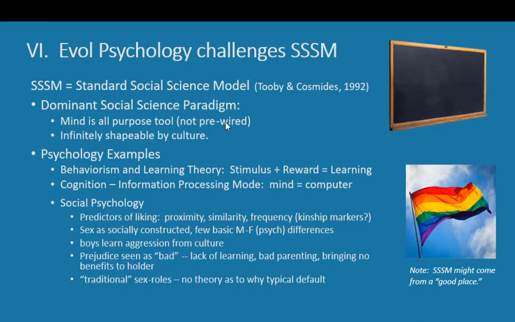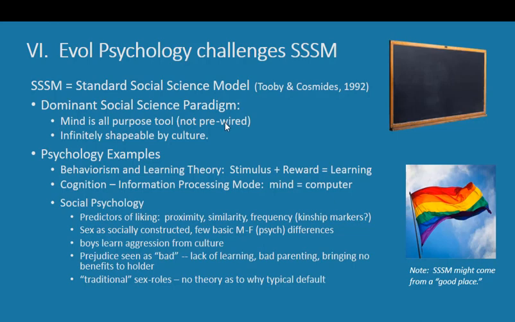Another feature of the dominant social science paradigm is that it tends to see differences in behavior as cultural, and it wants to believe that humans are infinitely malleable and that their orientation or their dispositions can be changed by the culture that they're raised in. So let me put some meat on those bones.